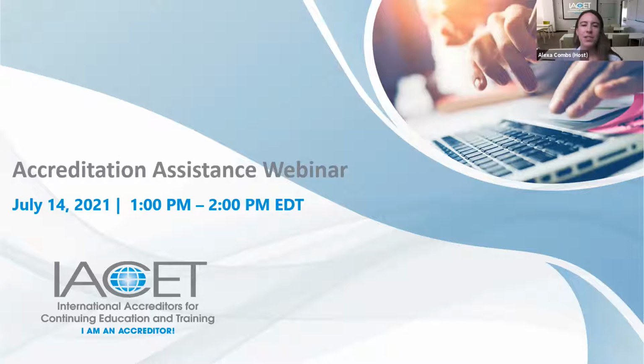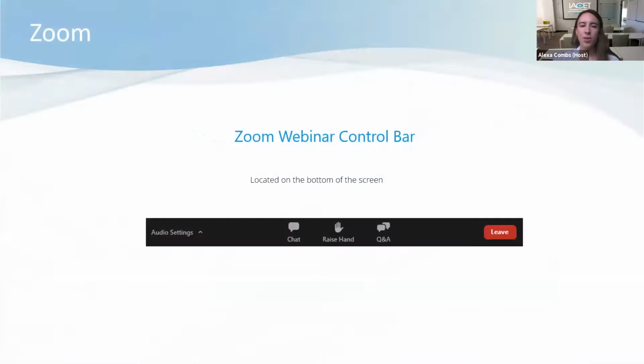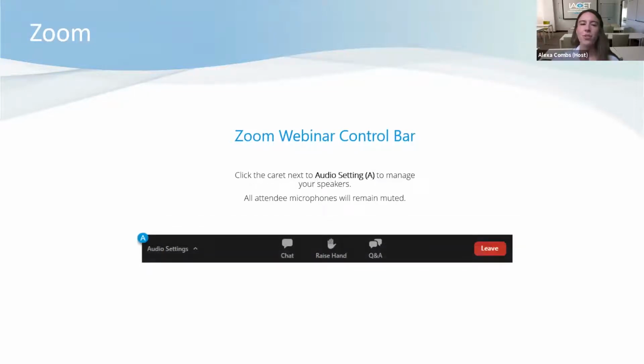Before I pass on the presentation to our presenters, I'd like to take you through some key features of our Zoom platform in order to help you make the most of your experience today. The Zoom webinar control bar is located at the bottom of your screen. You can use the different buttons to control your Zoom webinar experience. On the far left, you will find a button to control your audio settings. If you need to adjust how you are listening to the webinar, click the caret pointing up to expand the menu and change your listening options.